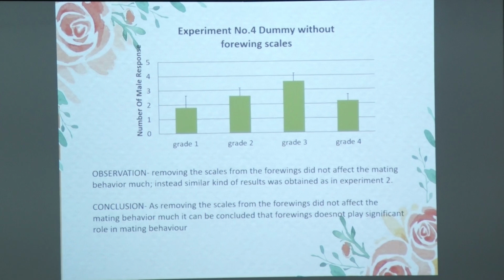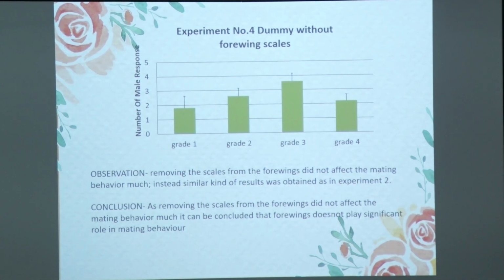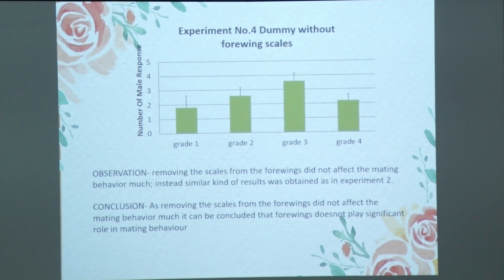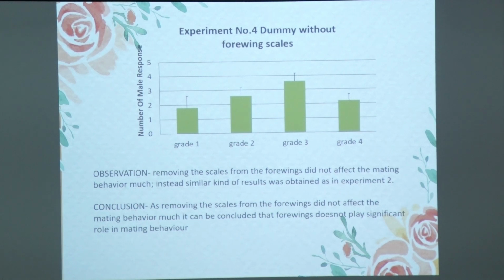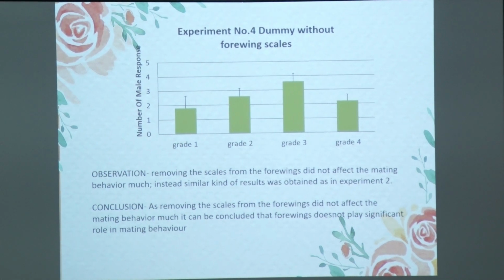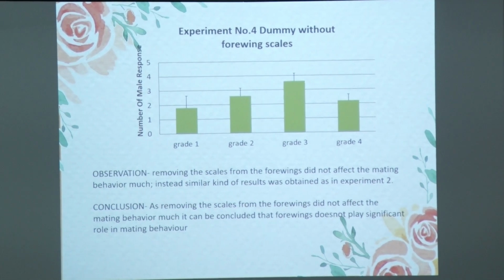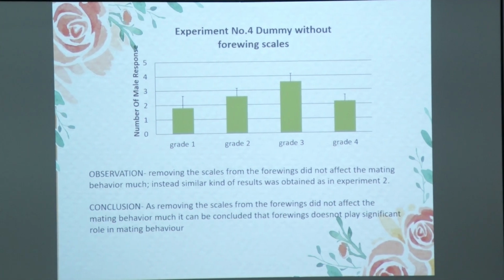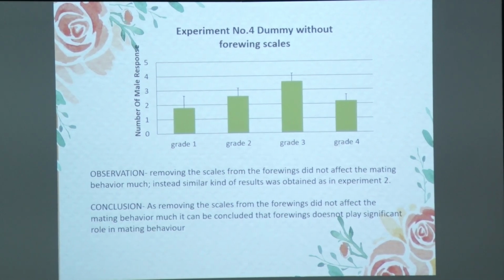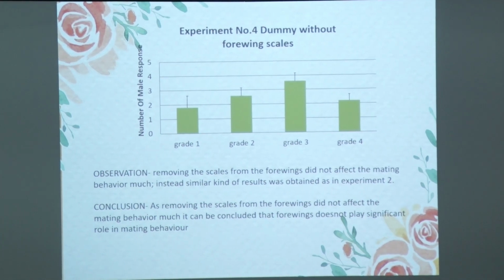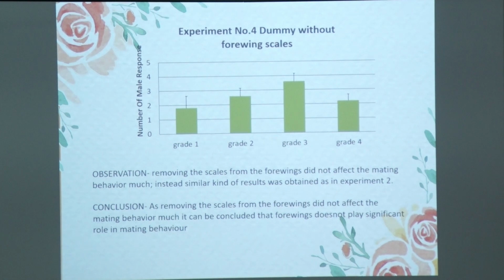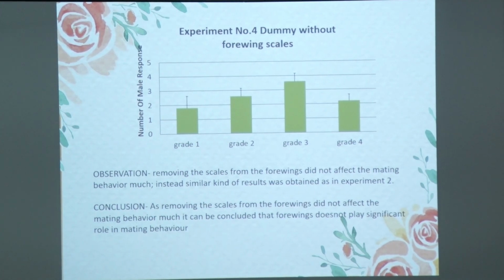So next slide please. Now in the next experiment, we took the same female dummy that we had used earlier, but in this case we removed the scales from the 4 wings by gently brushing with a brush. In this case, we saw a reduction in the grade 4 response. From this we can conclude that the scales play an important role in identification, and if you remove the scales, then there is a reduction in the response.